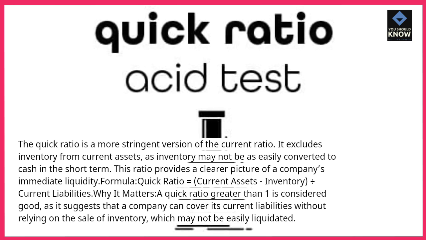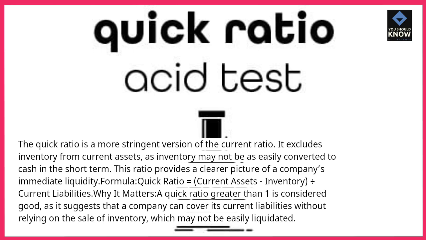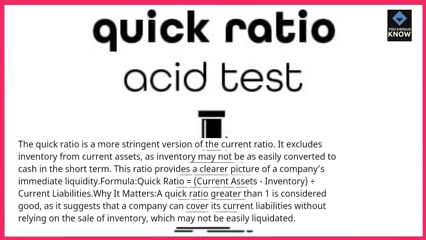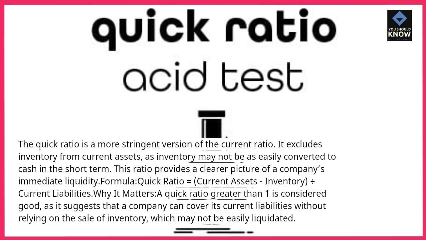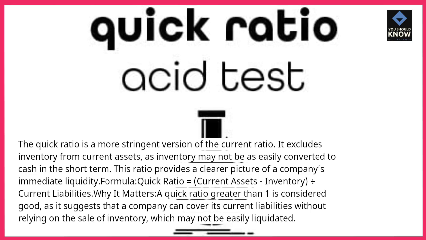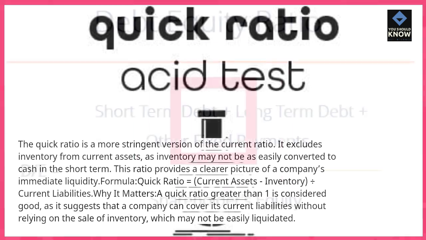Why it matters. A quick ratio greater than 1 is considered good, as it suggests that a company can cover its current liabilities without relying on the sale of inventory, which may not be easily liquidated.